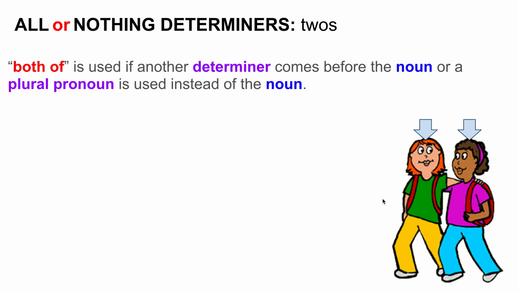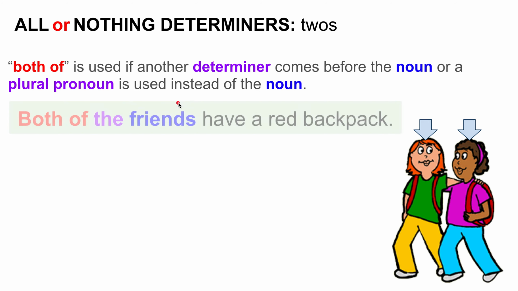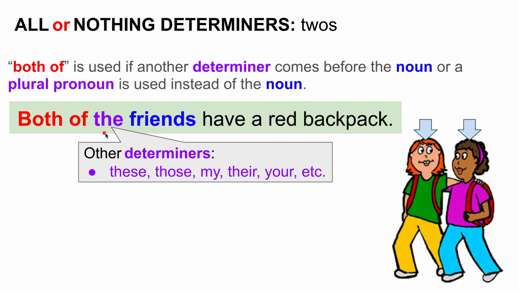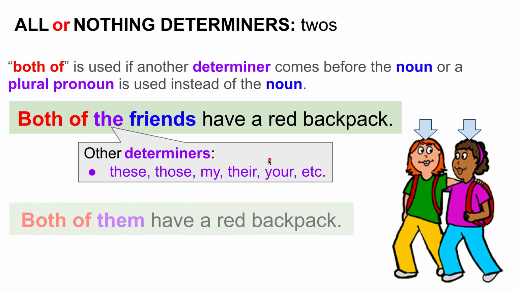Moving forward now. Both of is used if another determiner comes before the noun or a plural pronoun is used instead of a noun. So for example, instead of saying both friends, I can say both of the friends have a red backpack. I use of because we have the determiner the. What are some other determiners that we can put in here? These, those, my, their, your. So for example, both of your friends have a red backpack.